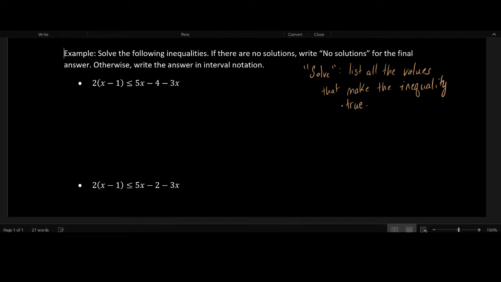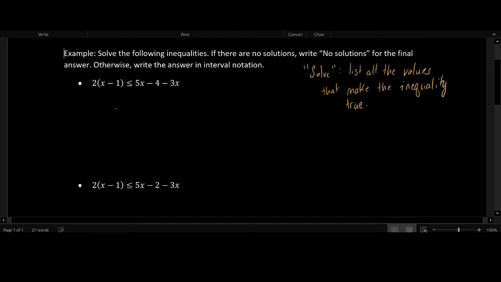So bearing that in mind, let's try and solve the inequality given in the first bullet point, where we have 2x minus 1 less than or equal to 5x minus 4 minus 3x. Let's start by cleaning this up. We can distribute through the 2, and we can also combine some like terms on the right-hand side. 5x take away 3x, I have 2x in total on the right side.